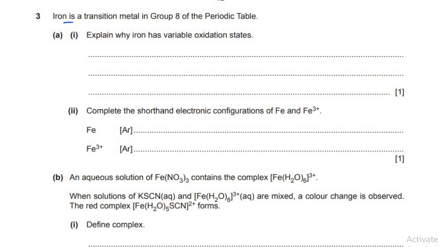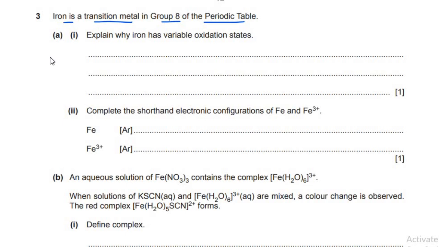It says iron is a transition metal in group 8 of the periodic table. Now this question is about transition metals, and let me be very clear that in each and every question paper 4, the transition metal chapter carries a very good weightage. Every year there are about 15 to 20 marks of questions asked in this paper. This chapter is very important, so you also should prepare it well for the examinations of question paper 4.